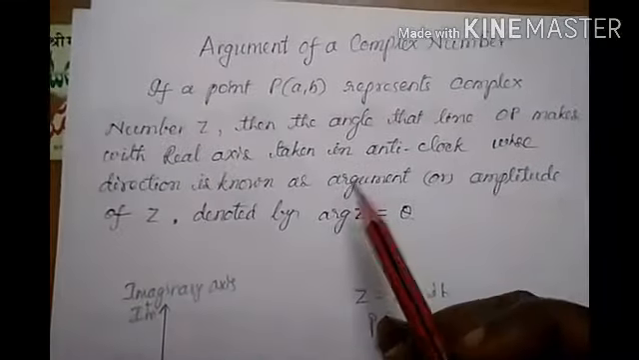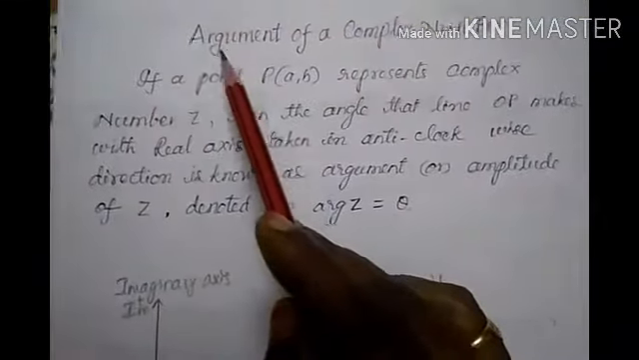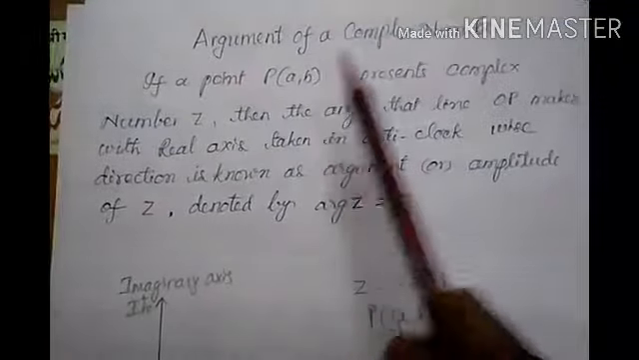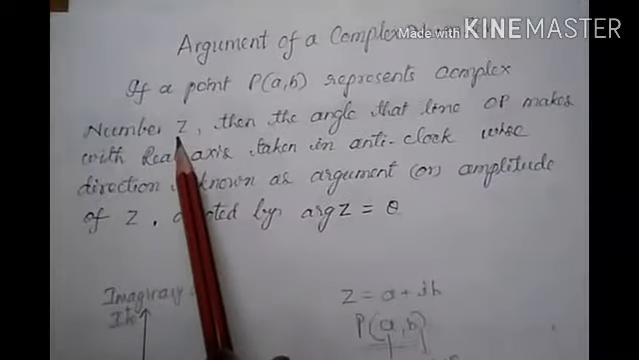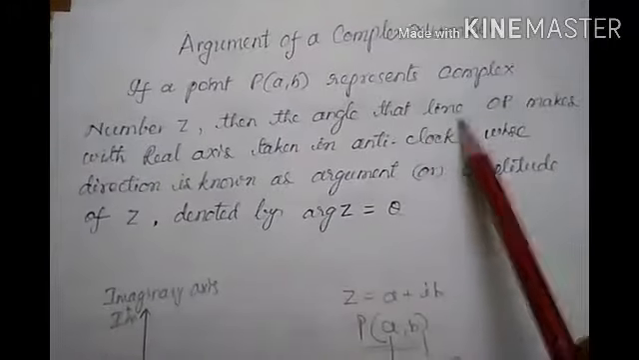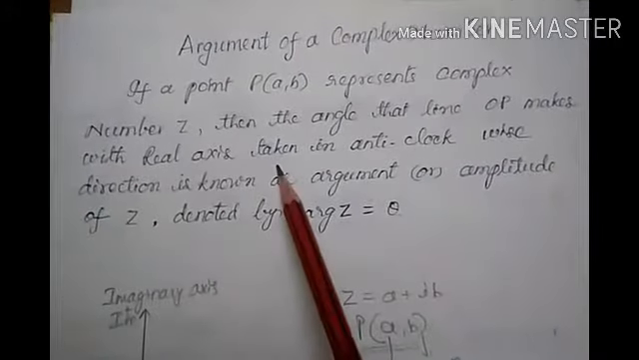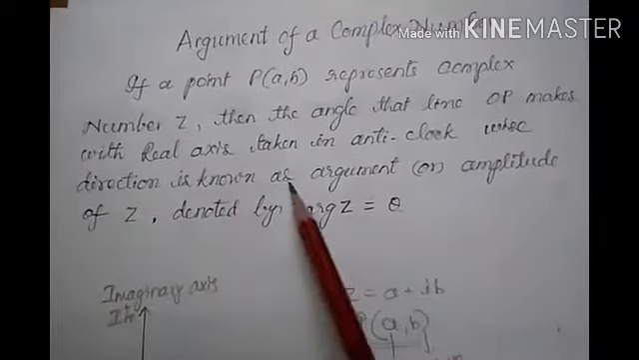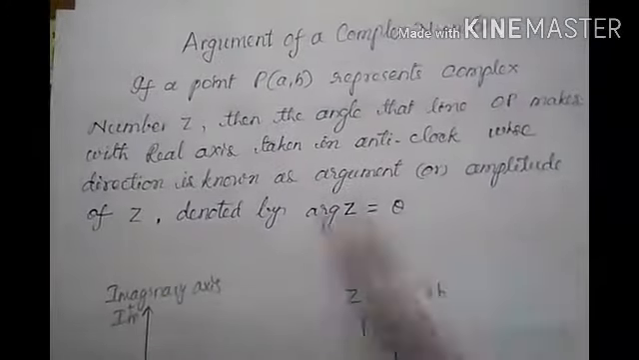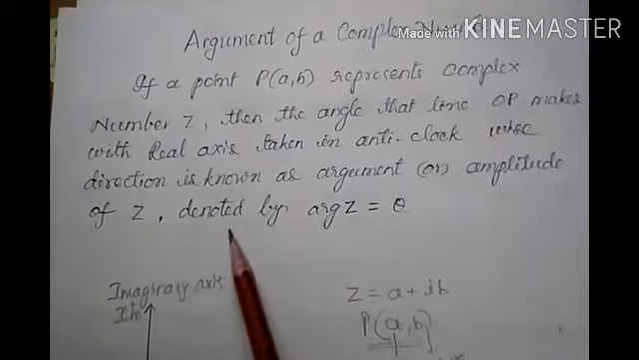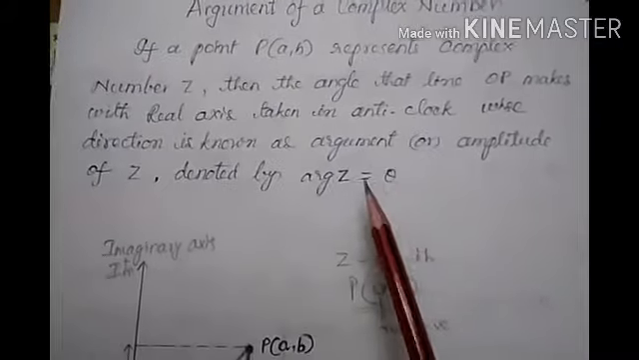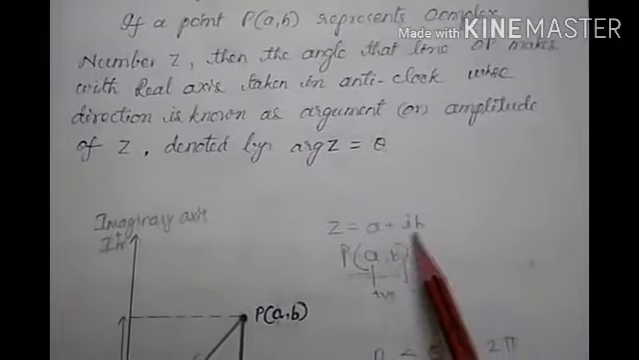Good morning students. Today we are going to discuss the argument of a complex number. If a point P (a, b) represents a complex number Z, then the angle that line OP makes with the real axis, taken in anti-clockwise direction, is known as the argument or amplitude of Z, which is denoted by arg Z or theta. Let Z be equal to a plus ib.